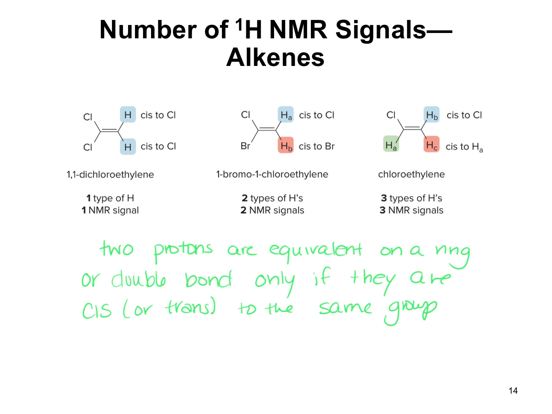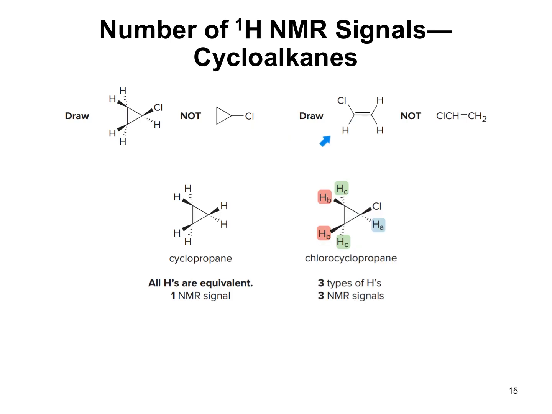And let's look at rings too, right? To determine equivalent protons in cycloalkanes, you need to draw all the bonds to hydrogen and determine whether they're cis or trans, okay? So you need to draw this like this, not like this, okay? And so when you draw this like this, we can see, like here, this is just cyclopropane. In cyclopropane, all of these are equivalent.